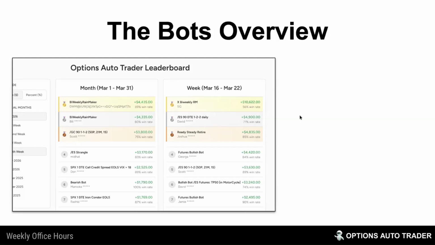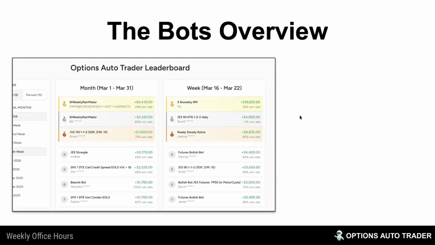This week so far, we have Bi-Weekly Rainmaker at the top, making about 10 grand, really good. David is making about 5,000 from the ES, and then Joshua is making about 5,000 with the Ready Steady Retire. Again, this is only this week, from the 16th all the way up to now, the 18th.